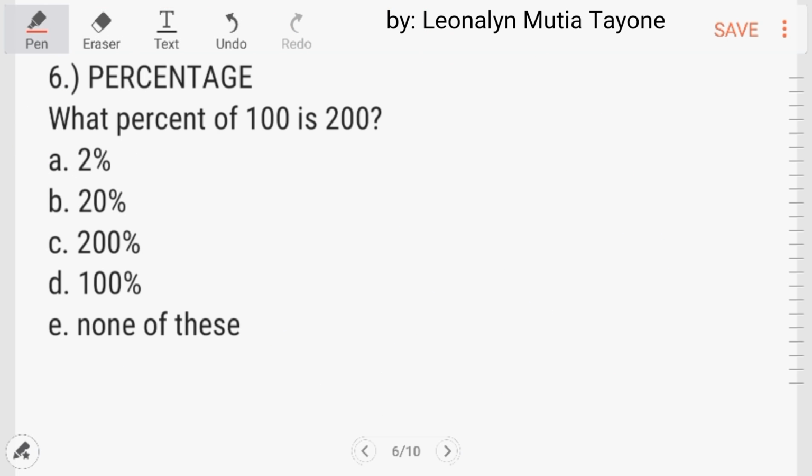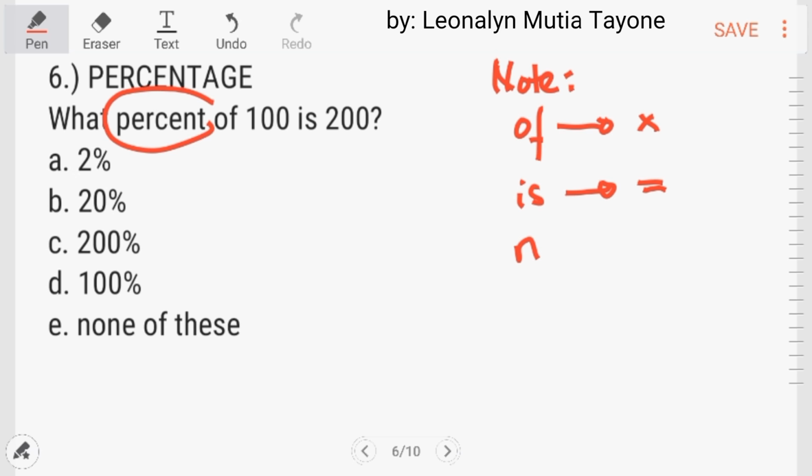Number 6, percentage. What percent of 100 is 200? Lagi nating tandaan ito. Kapag of, multiplication yan, is equal yan. Tapos, let n be that number. Tapos, ang hinahanap ay percentage. So, yung n natin, i-multiply natin ng 100% para makuha natin yung answer.